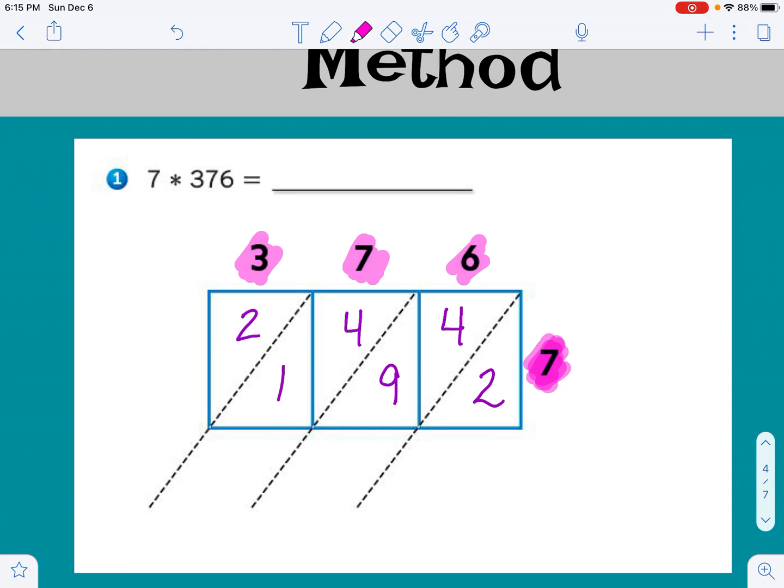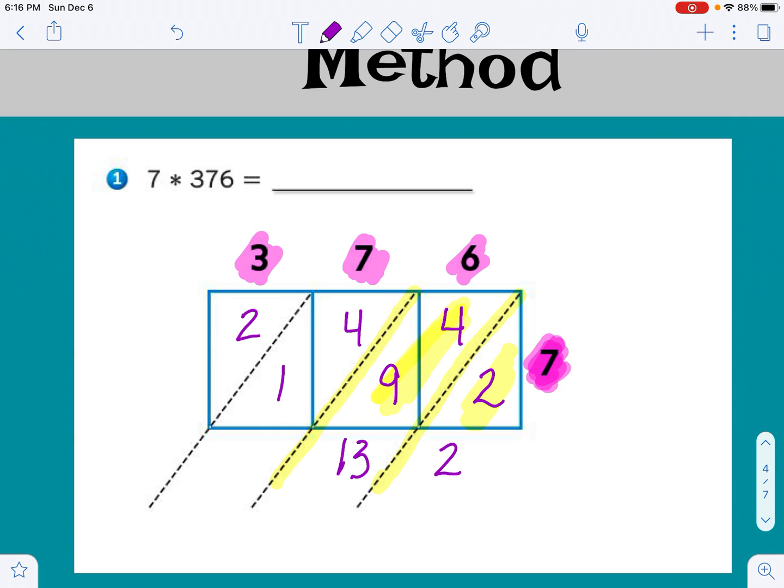The final step in lattice to get your answer is adding up your diagonals. So in this diagonal, there's only the number 2, so I just bring it down. In this diagonal, between these dotted lines, is 4 plus 9. It's 13.